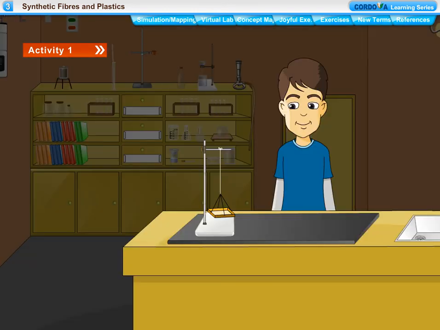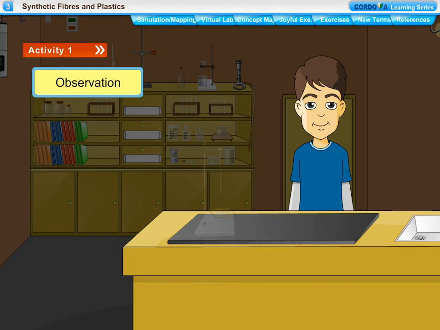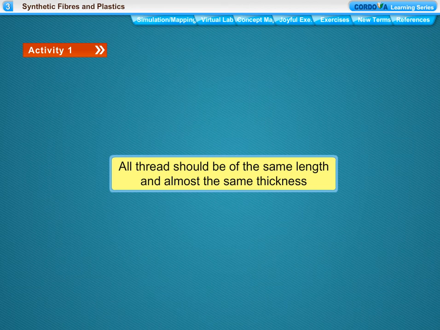We repeat the activity with threads of wool, silk, and nylon. We record in each case the total number of marbles required to break the thread. Observation. The thread which holds the maximum number of marbles is stronger. We notice that the nylon thread holds the maximum number of marbles before it is broken, followed by silk, cotton and wool, which is the least strong. Precaution: all threads should be of the same length and almost the same thickness.